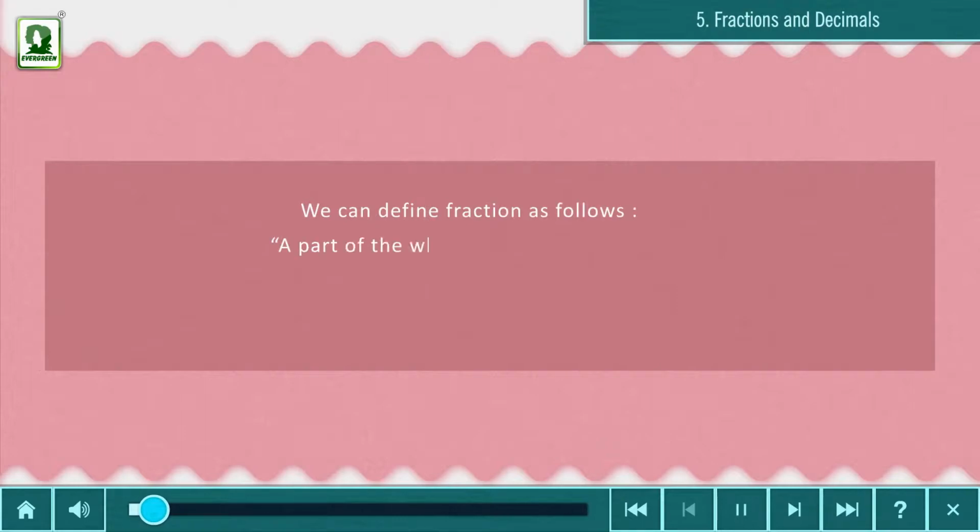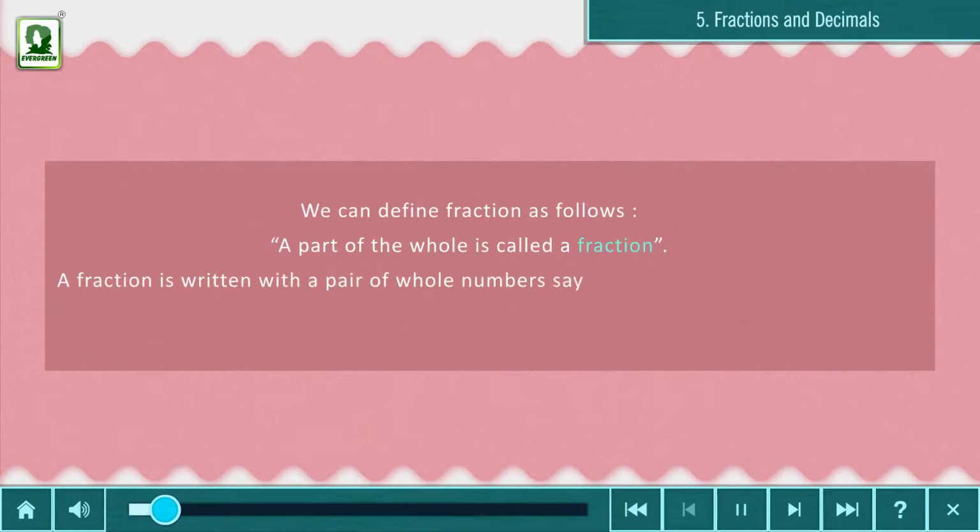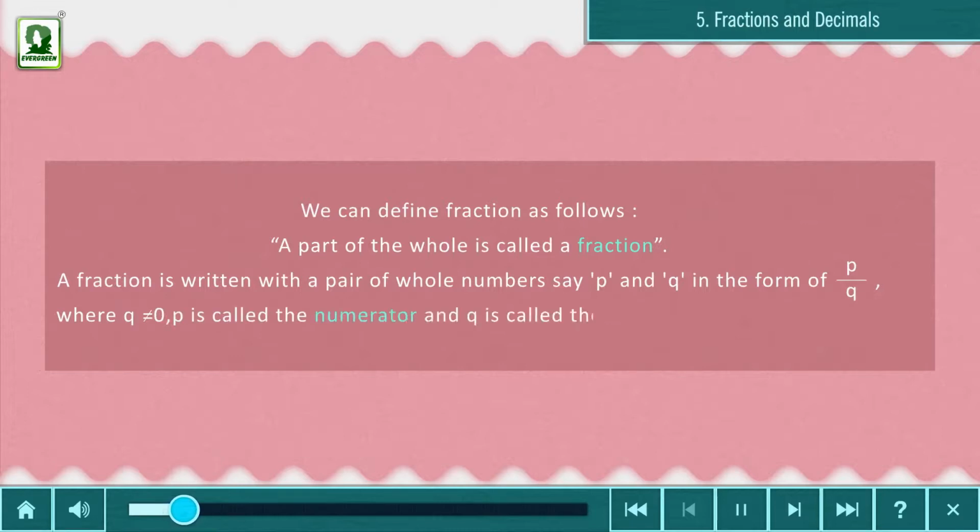A part of the whole is called a fraction. A fraction is written with a pair of whole numbers, say p and q, in the form of p by q, where q is not equal to 0. P is called the numerator and q is called the denominator of the fraction p by q.